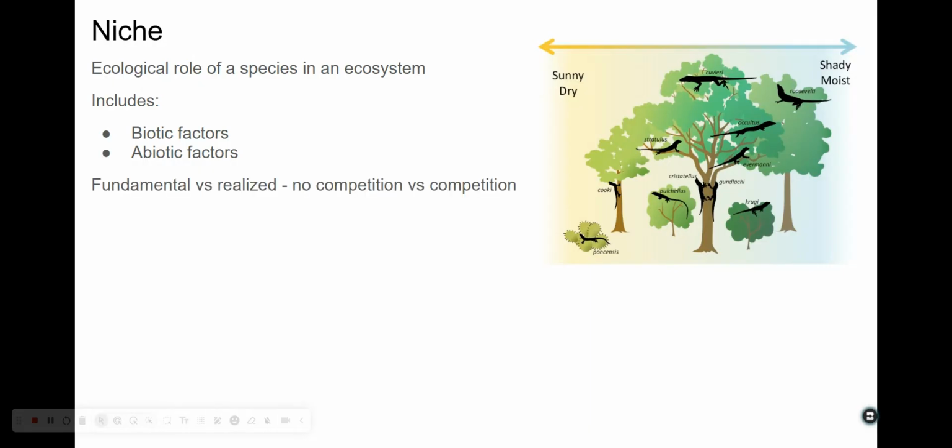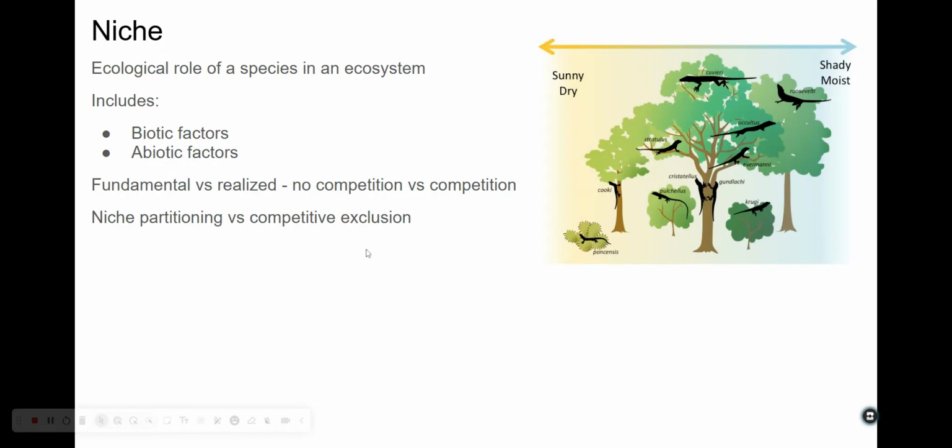There's two types of niches. There's the fundamental niche versus the realized niche. The fundamental niche is the niche with no competition. So this is where it could live, basically the abiotic factors it can survive in. Whereas the realized niche is where it survives in competition with other species.